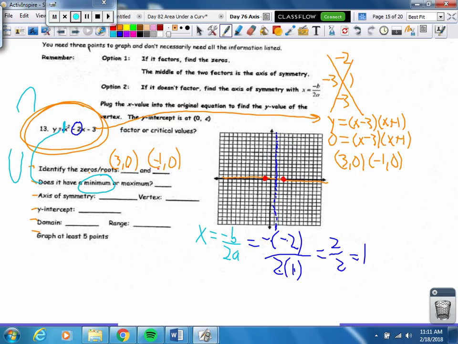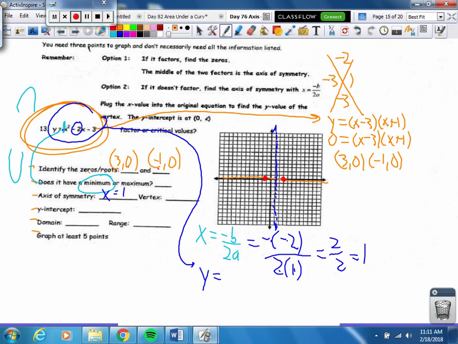There's my axis of symmetry. That cuts it in half. Okay. So, what else? We have to do the vertex. So the axis of symmetry is x equals 1. We got that. So for the vertex, now I'm going to plug in. Okay. So y equals, so I'm plugging into this thing right here.